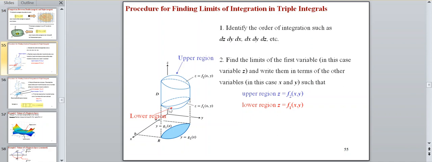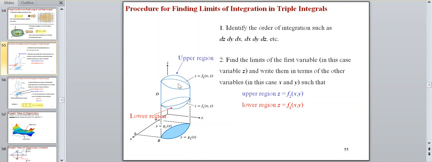Look at here. Suppose that this is our region D. From below it is bounded by a surface, and the equation of this surface is z equals f1 of x and y, and from above it is bounded by another surface, the upper surface, with the equation z equals f2 of x and y. Just imagine that you are flying inside the region D. Do you agree with me? z is from the lower surface to the upper surface. It means z is from f1 of x, y to f2 of x, y.